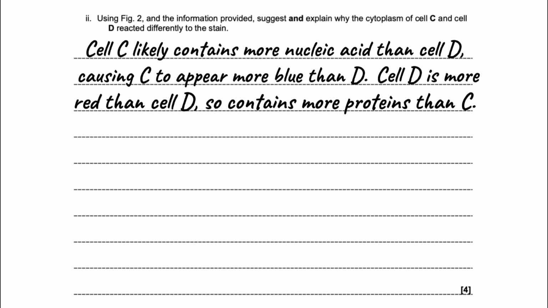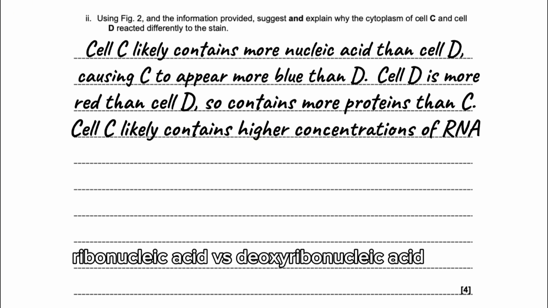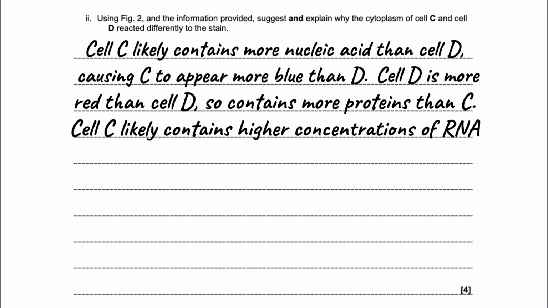Since the question tells us that hematoxylin stains nucleic acid blue and C appears more blue, not only should we say that it has more nucleic acid, we should also say that because it has more nucleic acid, you can assume that it contains RNA. Do not say DNA, you must say RNA. You can specify which type of RNA, for example, mRNA, tRNA, or rRNA.